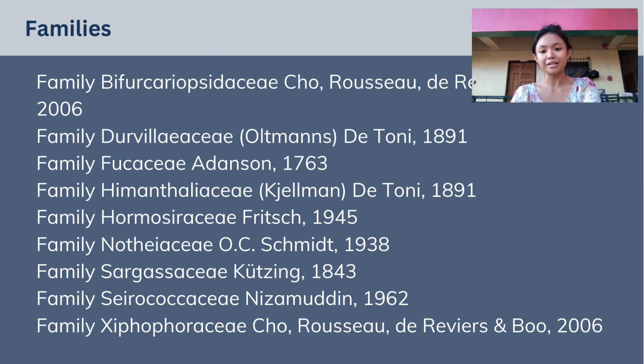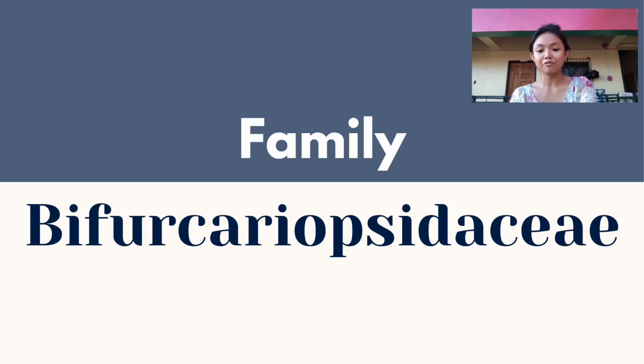Under order Fucales, there are 9 families, and they are Bifurcaryopsidaceae, Durvillaceae, Fucaceae, Himanthaliaceae, Hormosiraceae, Notheiaceae, Sargassaceae, Seirococcaceae, and Scytothalia.